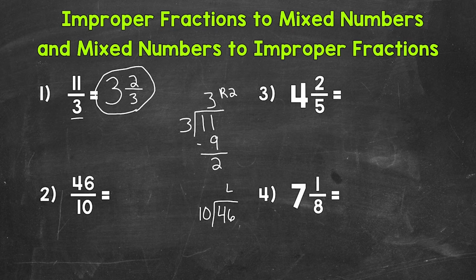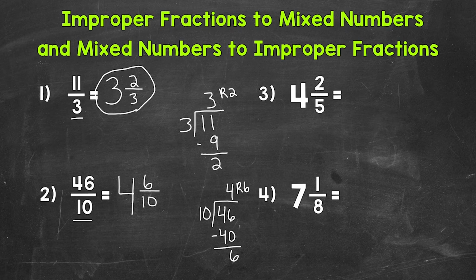Well, 4. That gets us to 40. 4 whole groups of 10. So that's our whole number for our mixed number. Now, we do not hit 46 exactly. We have a remainder, something left over. So 4 times 10 is 40. Let's subtract, and we get 6. So a remainder of 6. That remainder is our numerator, and we use our original denominator of 10 for our mixed number as well.